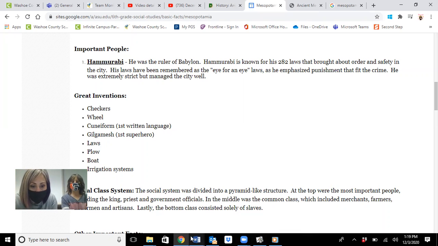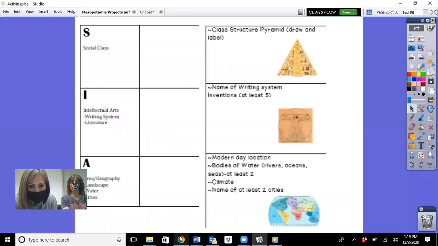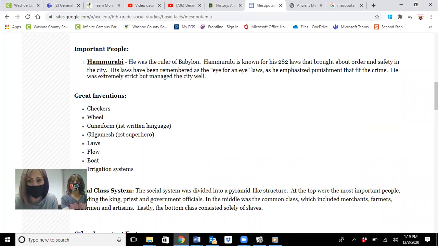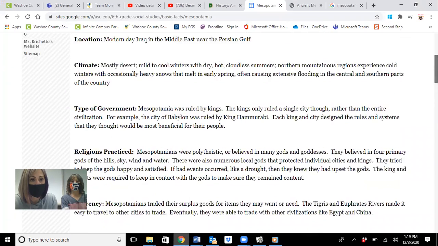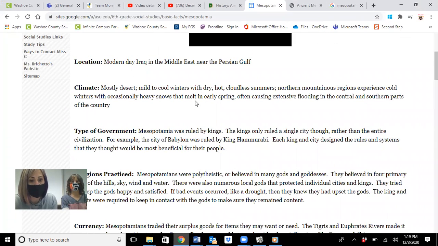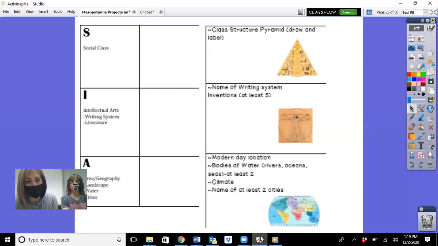All right. 5. Okay, and then area and geography. Again, you're going to do your little dots. 1 for modern day location, which we've already talked about. 2 bodies of water. You can get that from your map. The climate, that is on here. Miss G talks about the climate. If you go back up, climate, there you go. And then name at least 2 cities. Again, all on your map. You can get all of this from your map except for the climate.